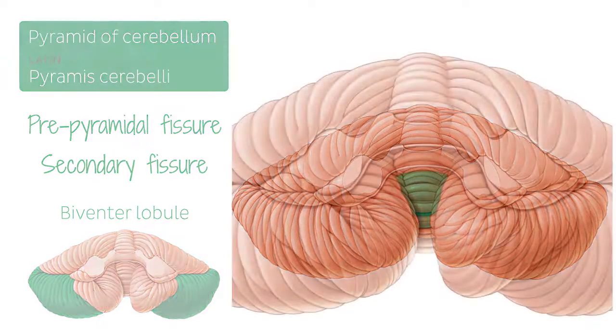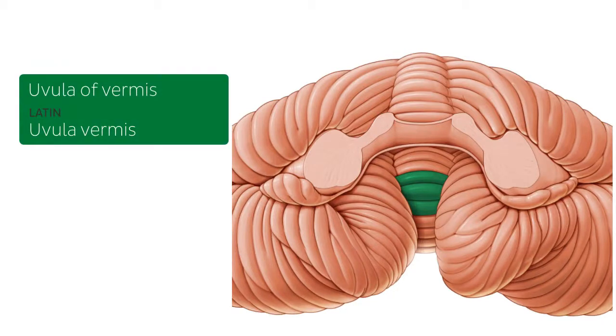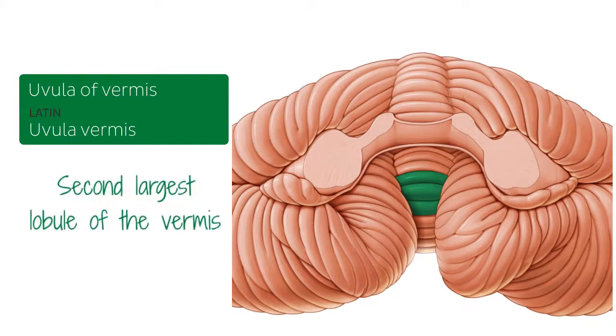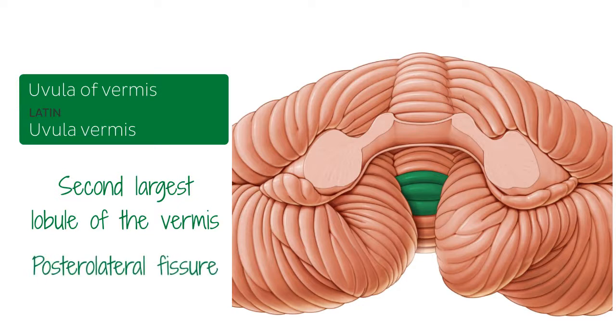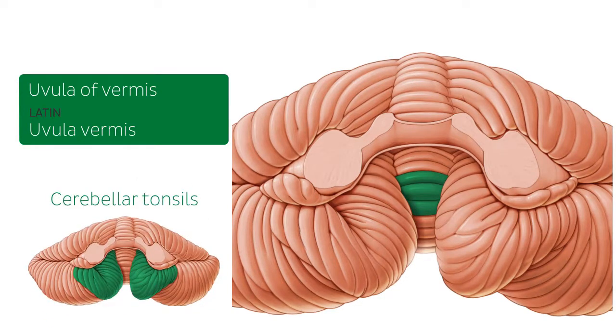Next structure we're going to be highlighting on this image is known as the uvula of the vermis. Now, the uvula is the second largest lobule of the vermis, following the culmen. It is separated from the nodule by the posterolateral fissure. Laterally, the uvula is related with the structure that you see here highlighted in green, which are the cerebellar tonsils, also called the amygdala cerebelli. Now, these are two rounded lobules on the undersurface of each cerebellar hemisphere.